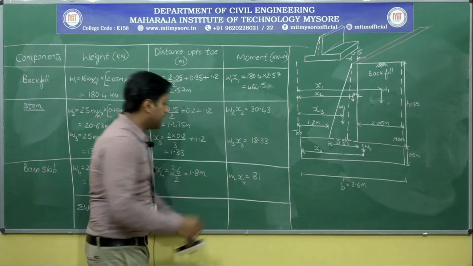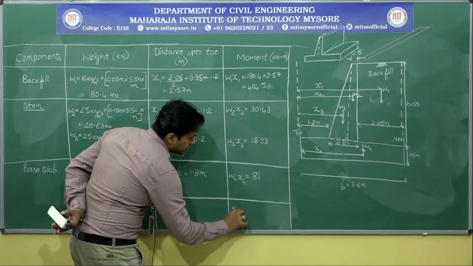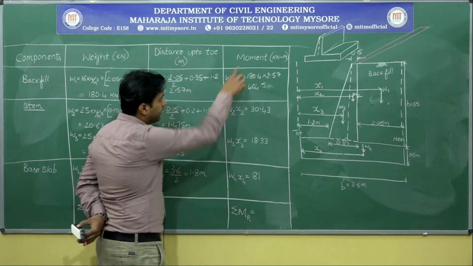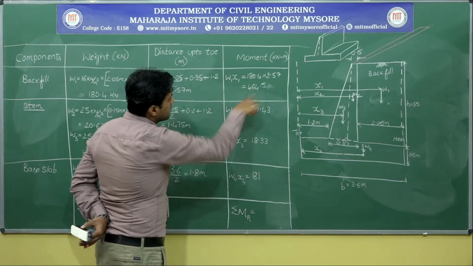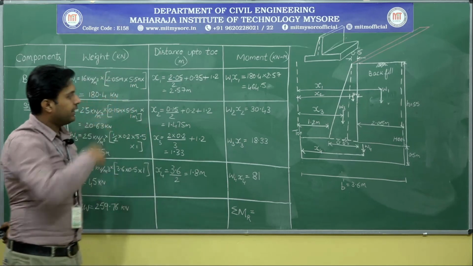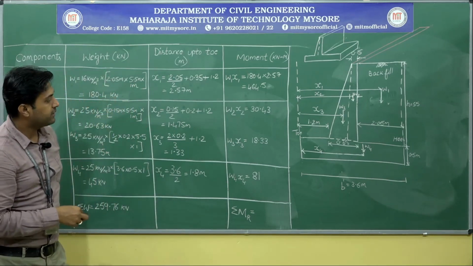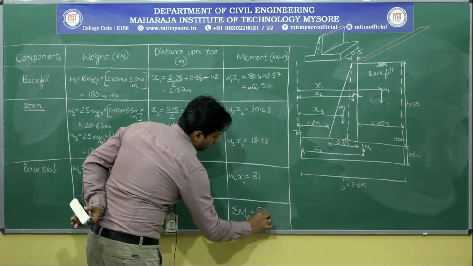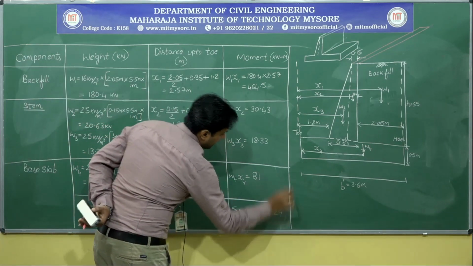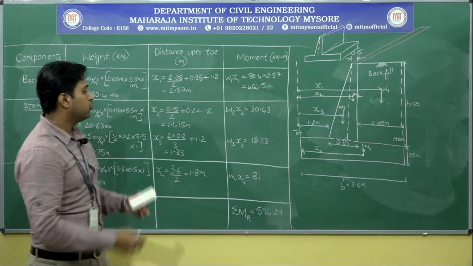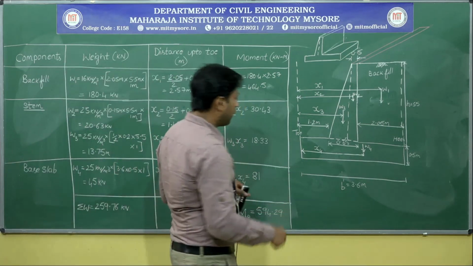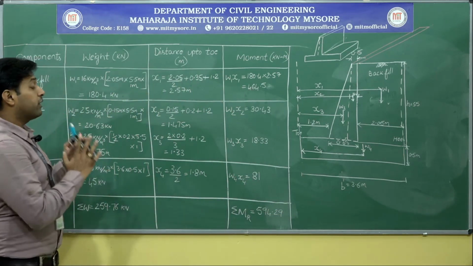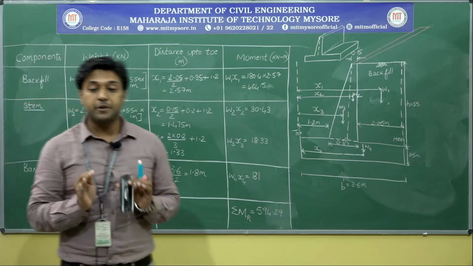Similarly, let me add summation of moment, or else I will be calling summation of resultant moment. All these things, just add it. So it is 464.5 plus 30.43, 18.33 plus 81. It's 594.29. Okay. So now still we have not entered into the check for soil earth pressure.